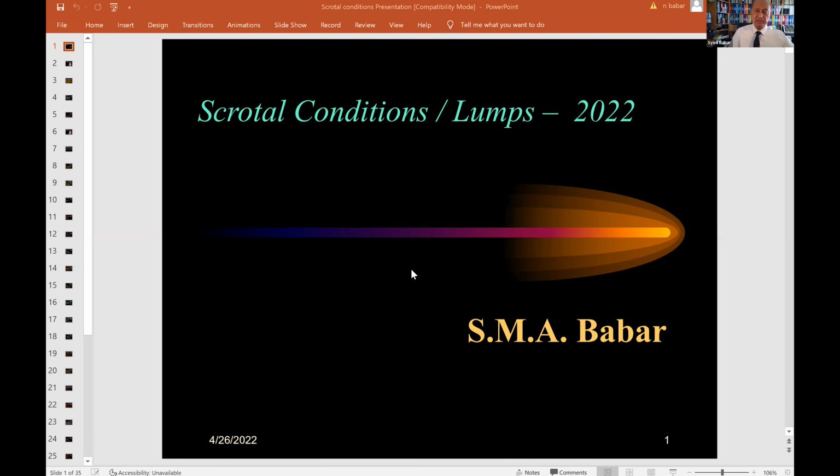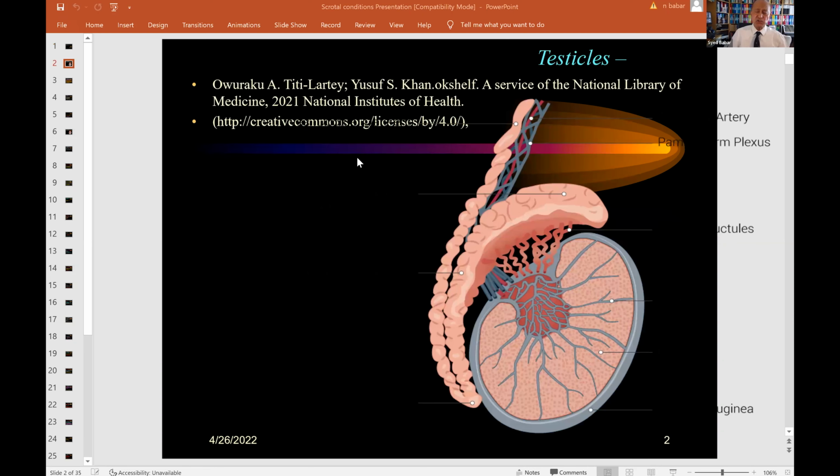We are dealing with NICE guidelines and British Association of Urological Surgeons guidelines relating to the current year. To begin with, let's familiarize ourselves with the anatomy of the testicles, followed by a brief discussion about its embryology, which will make it more logical to explain the disease progression, particularly infections, as well as anatomical and embryological conditions.